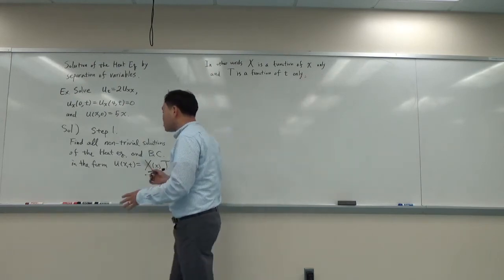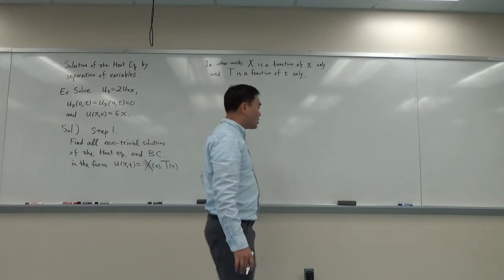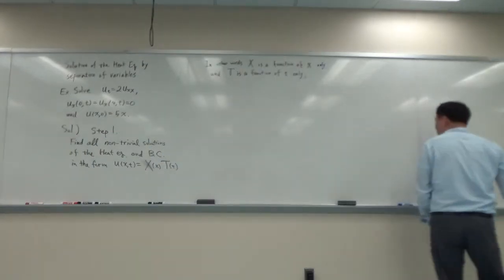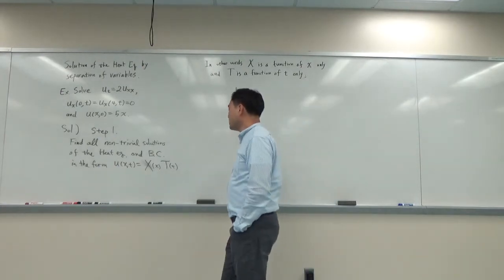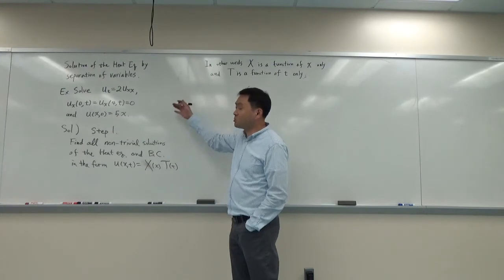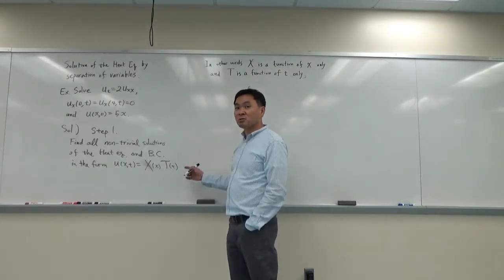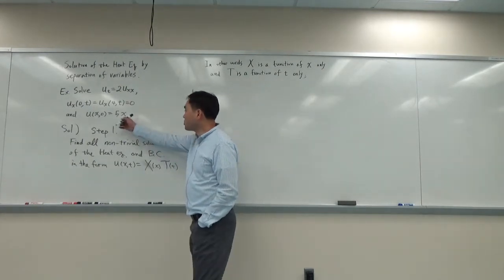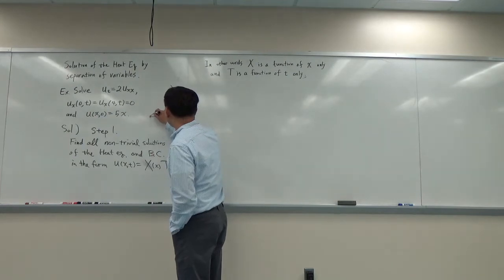So you're trying to look for a solution that looks like a function of x times a function of t. Now, who would ever think of such a thing? Well, it turns out that some people working with this a lot realized that for certain solutions, for some nice initial conditions, you have something like this.